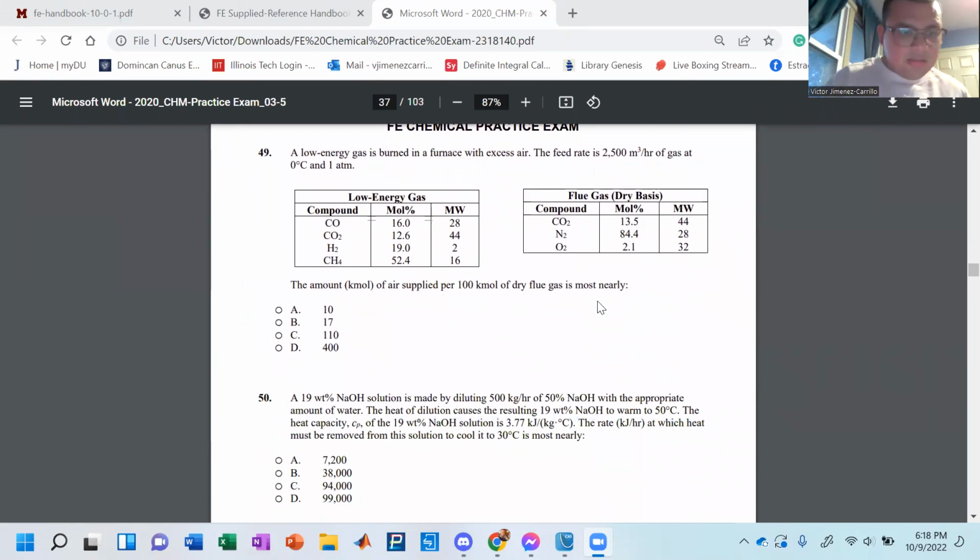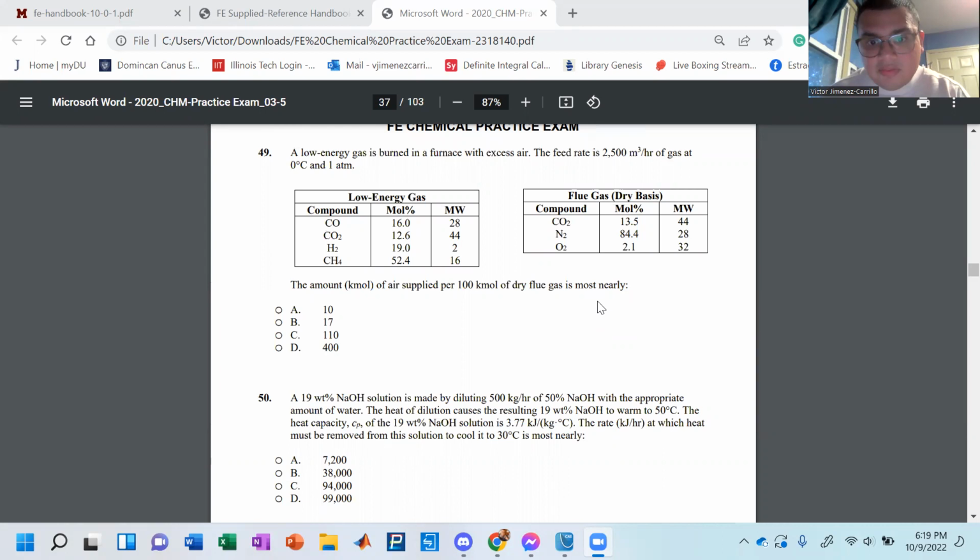49 states low energy gas is burned in a furnace with excess air. The feed rate is 2,500 meters cubed per hour of gas at 0 degrees C and 1 atm. The amount of air supplied per 100 kilomoles of dry flue gas is most nearly blank. Okay, so there's a couple things you need to realize here. One, the question is asking how much air for 100 kilomoles of flue gas is being used. So that should be key number 1.